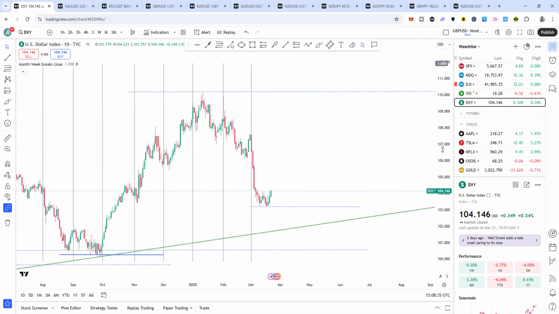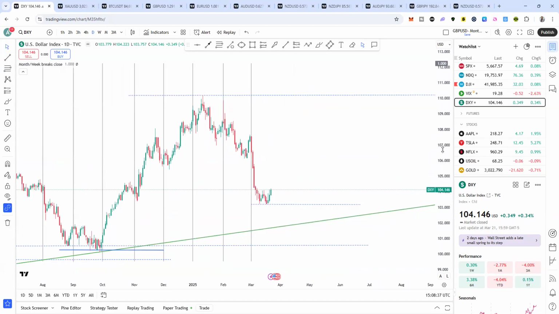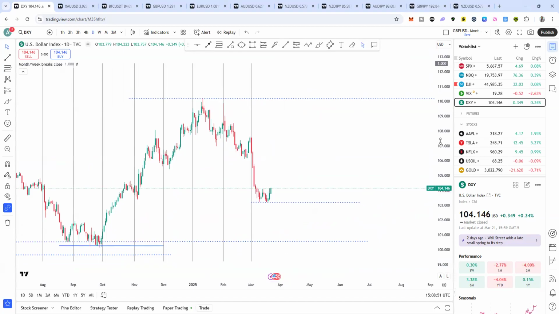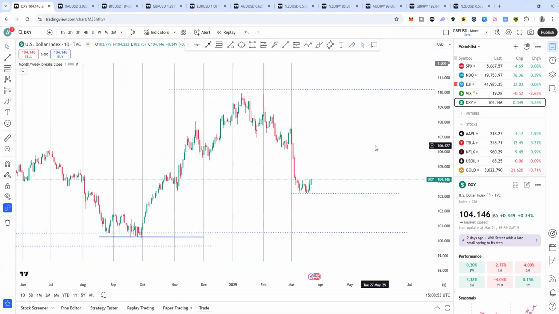We'll be looking at the different pairs like we normally do on this channel. But the first thing we like to look at, if you've been a part of this channel, you will understand, is our DXY, which is the dollar index. Always very important. Right now we saw the dollar bounce off around 103 last week.